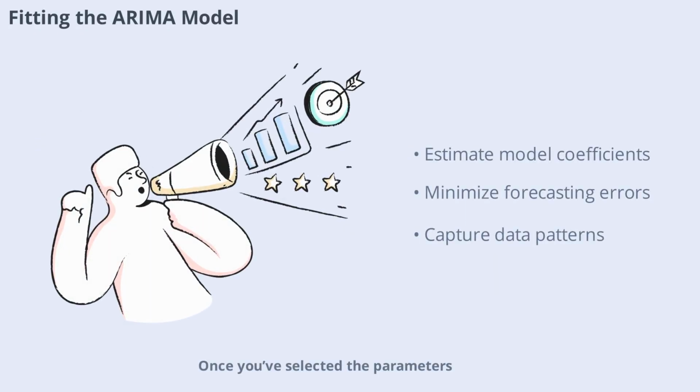Once you've selected the parameters, it's time to fit the ARIMA model to your data. This involves estimating the coefficients for each component using statistical software. The fitting process adjusts the model to best match the historical data, minimizing errors. A well-fitted ARIMA model captures the underlying patterns and provides reliable forecasts for future values.